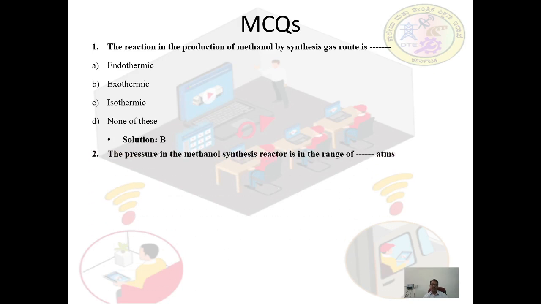The second question: the pressure in the methanol synthesis reactor is in the range of dash atmospheres. Options are A 100 to 200, B 150 to 250 atmospheres, C 200 to 300 atmospheres, and D 200 to 350 atmospheres. The right answer is D, it is 200 to 350 atmospheres.